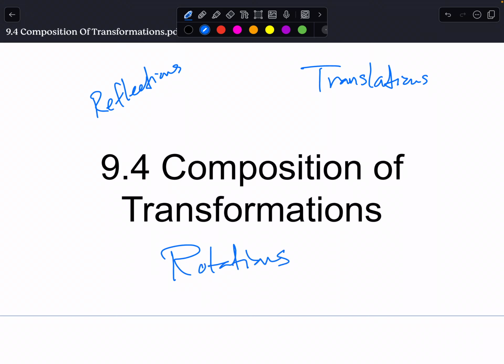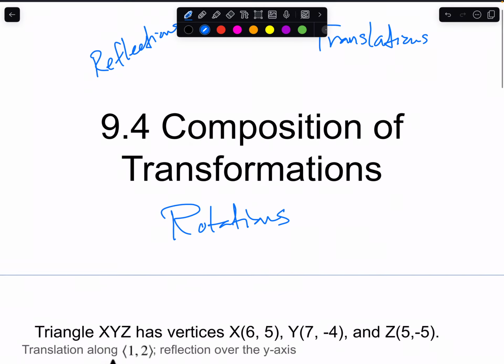If you haven't seen any of these videos or are unfamiliar with reflections, translations, and rotations as transformations, you definitely want to get comfortable with these three different things, because today we're going to do a combination of any of these three things. So we're going to be able to do a reflection and a translation, reflection and rotation, or any other two combinations. So let's get to it.